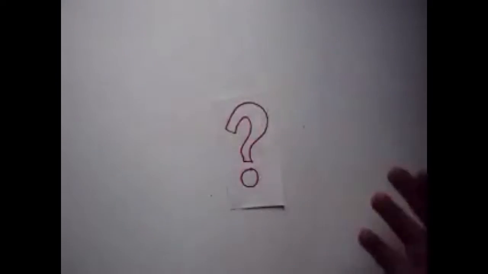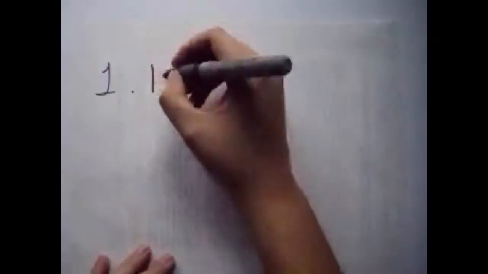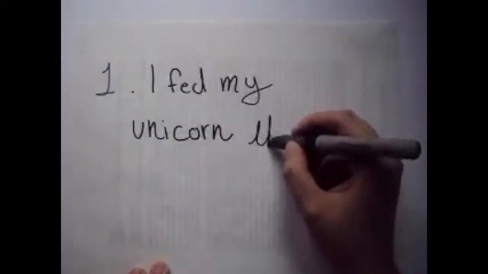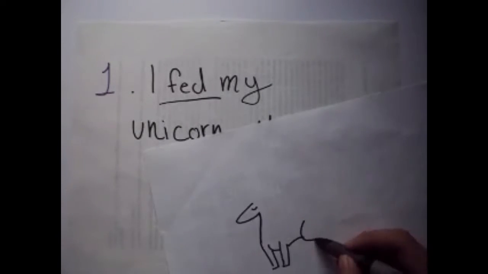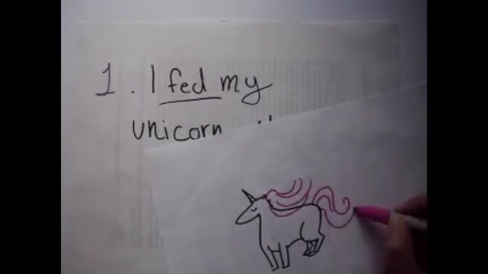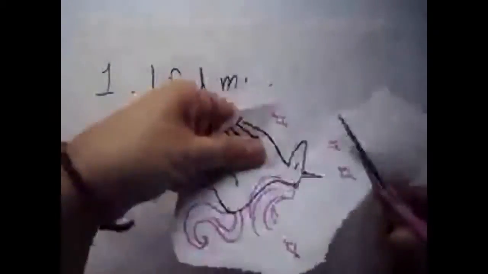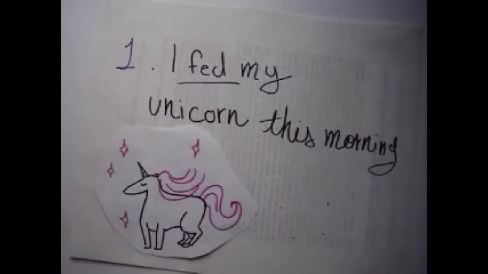But what do I mean with this? Let's do an example so we can understand this better. In the first example, we can see the irregular verb fed plus the object, which is the subject, I. So you can see this sentence is correct.